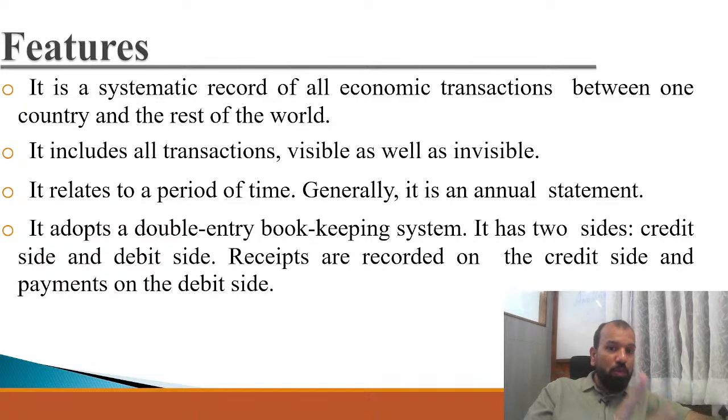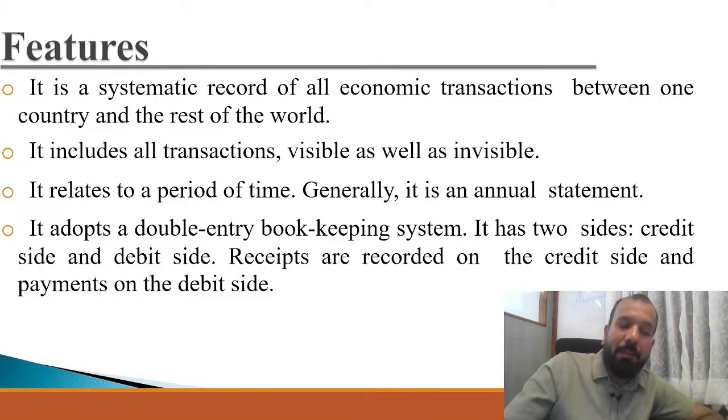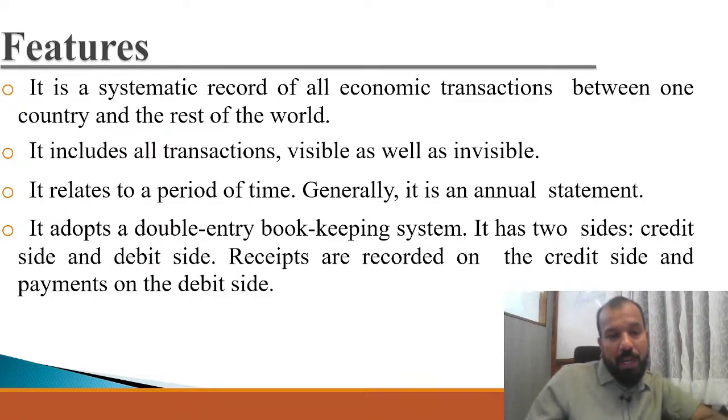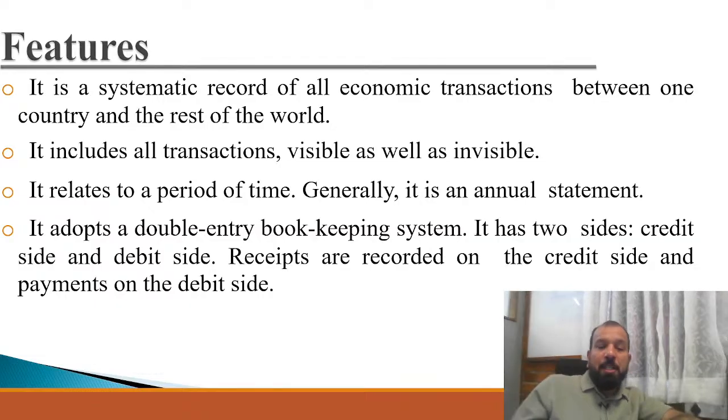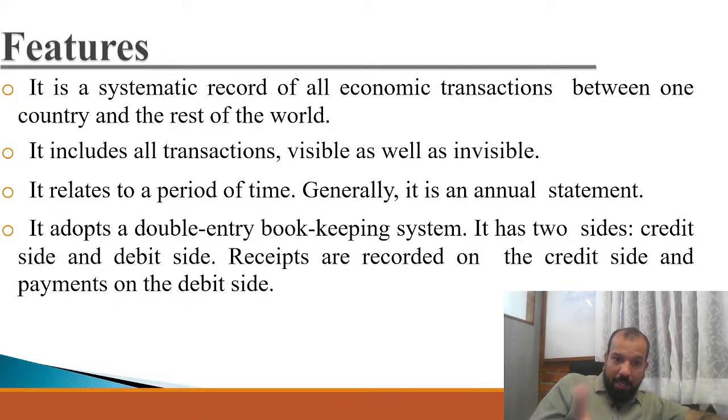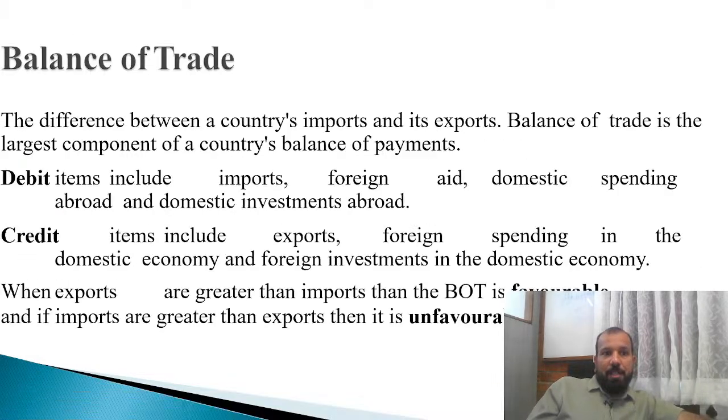It has two sides, the debit side and the credit side. All the credits, all the receipts are recorded on the credit side, and payments on the debit side. That means if we export, we are getting money, so the receipts go to the credit. If we import any product, then we have to make the payment, and the payments go to the debit side. If credit is more than debit, the balance of payment is a surplus. If debit is more than credit, the balance of payment is a deficit. That means if export is more than import, balance of payment surplus. If import is more than export, balance of payment deficit.